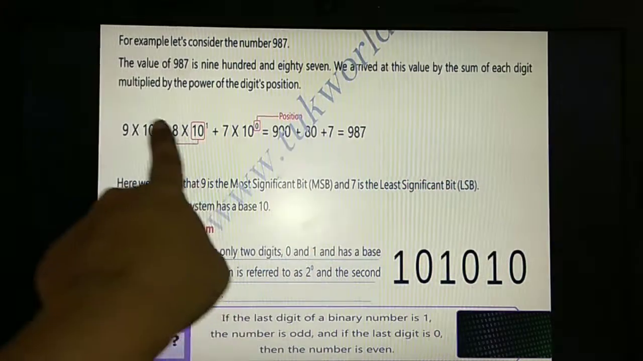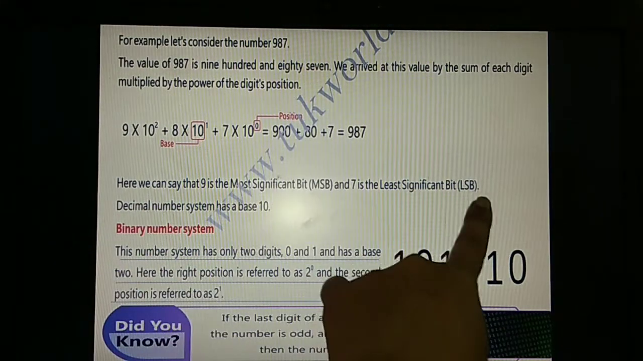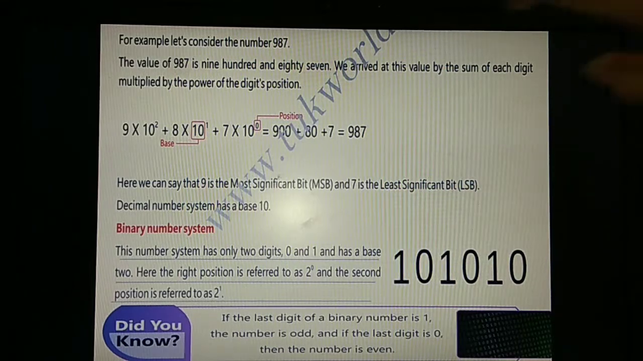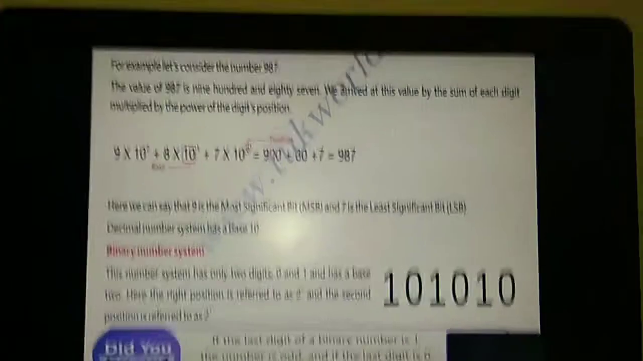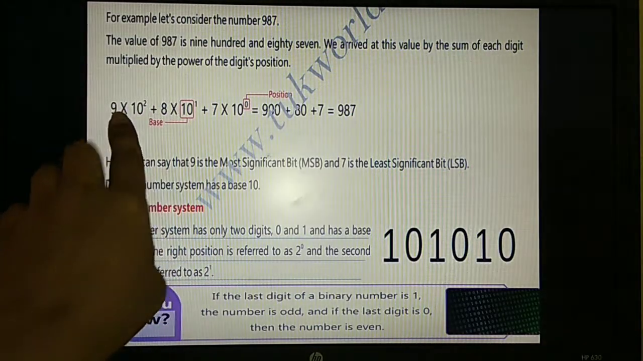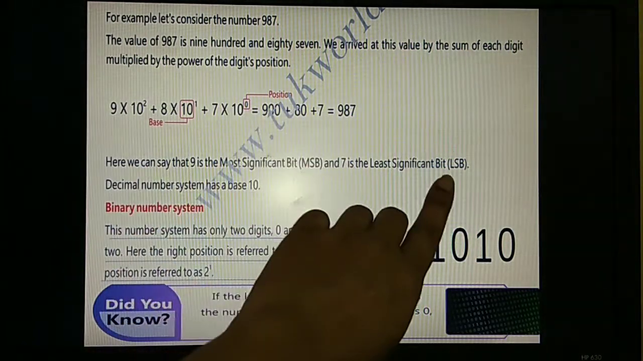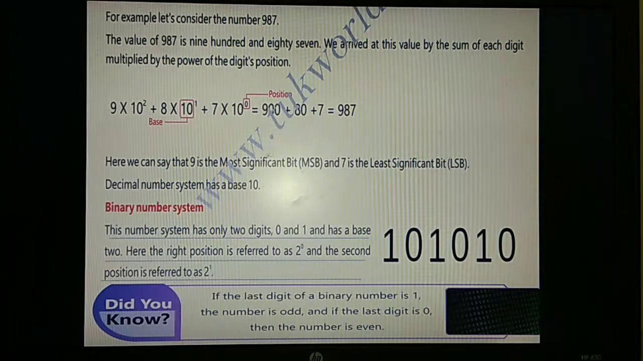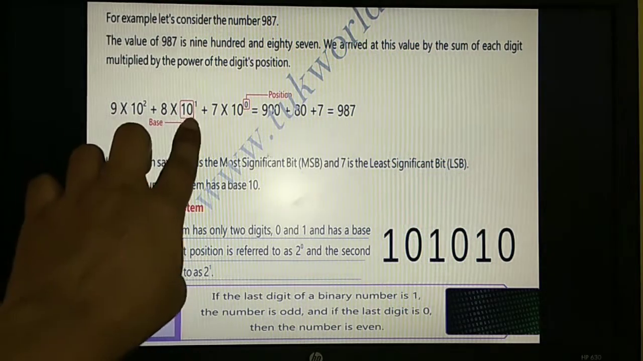Here we can say that 9 is the most significant bit, that is MSB, and 7 is the least significant bit, LSB, because 9 is the bigger number. Decimal number system has the base 10.